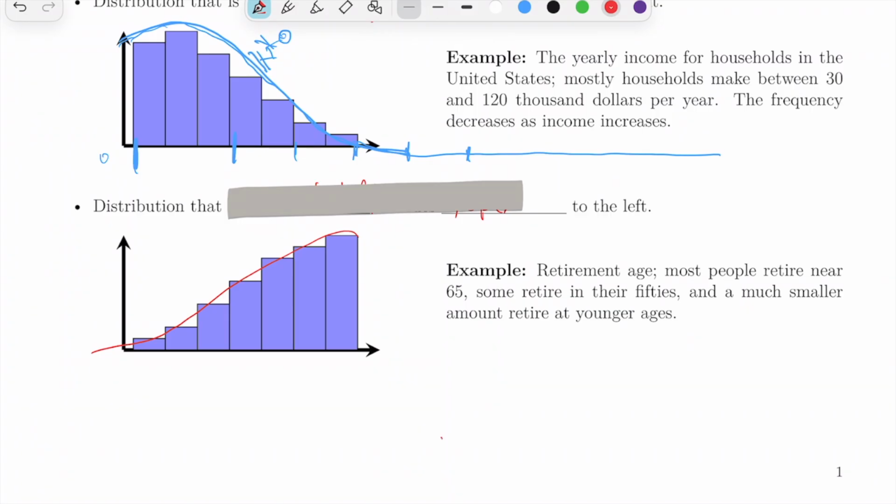Another somewhat famous one is a J-shaped distribution. It might look kind of like that, or an exponential. Those are also considered J-shaped. And these actually happen pretty frequently.